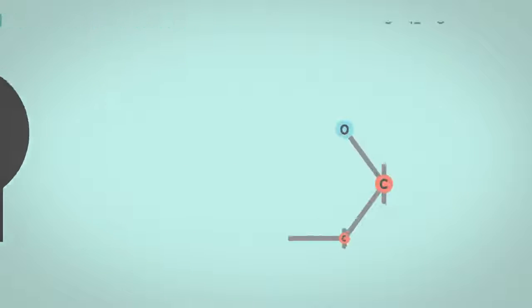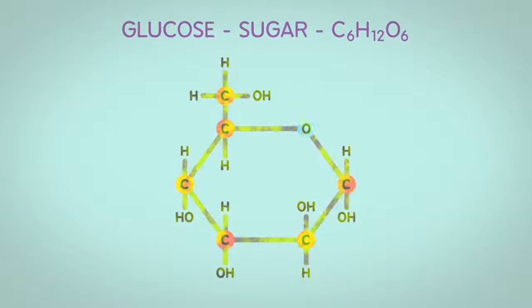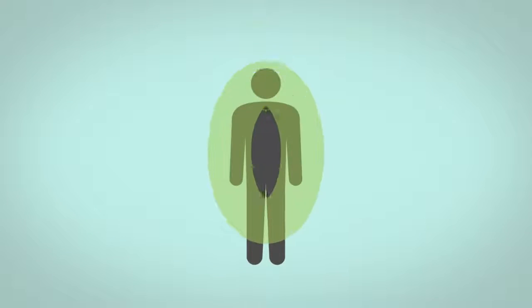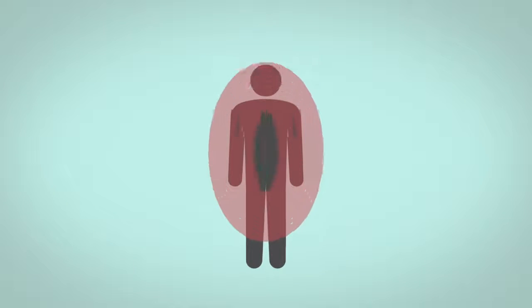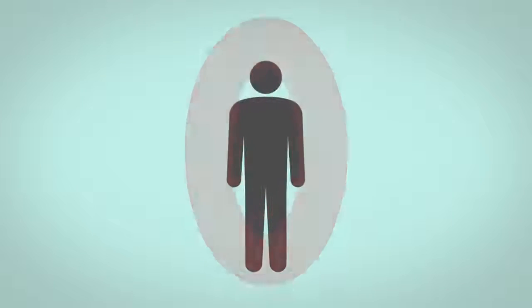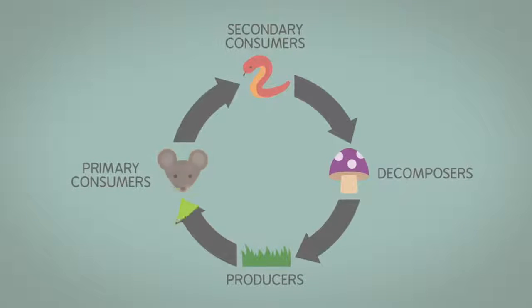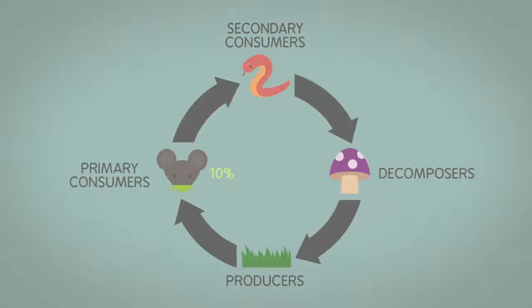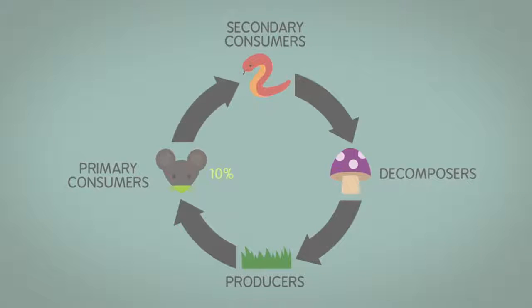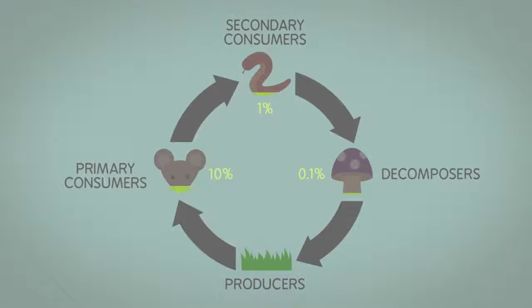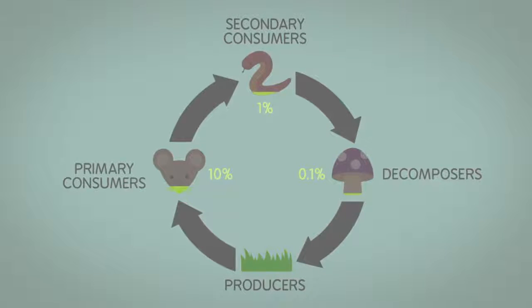At each level in a food chain, some energy is stored in newly made chemical structures, but most is lost to the surroundings as heat, like your body heat, released by your digestion of food. Now, as plants are eaten by primary consumers, only about 10% of their total energy is passed on to the next level.